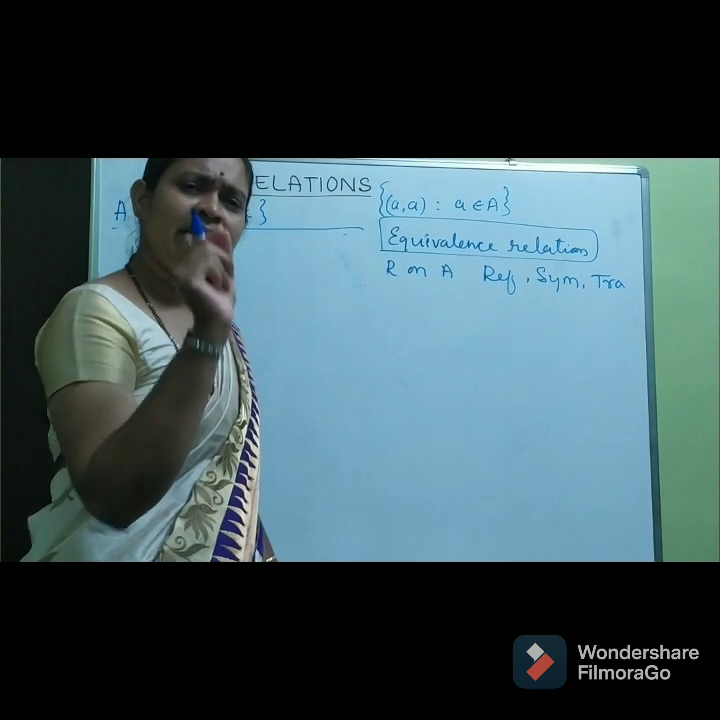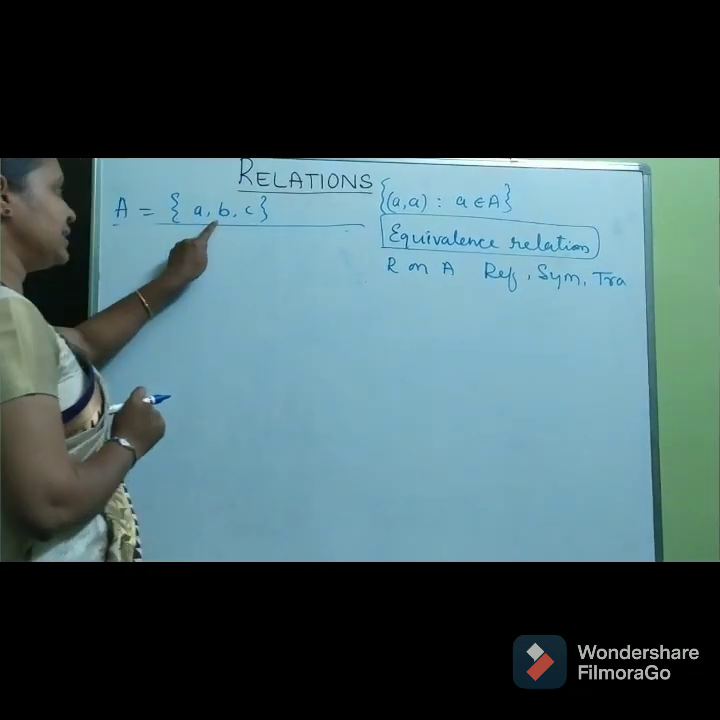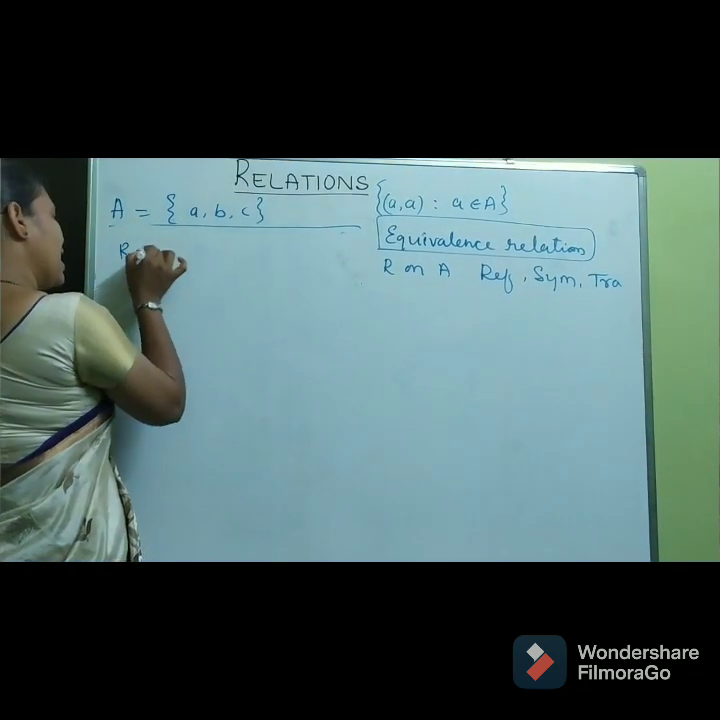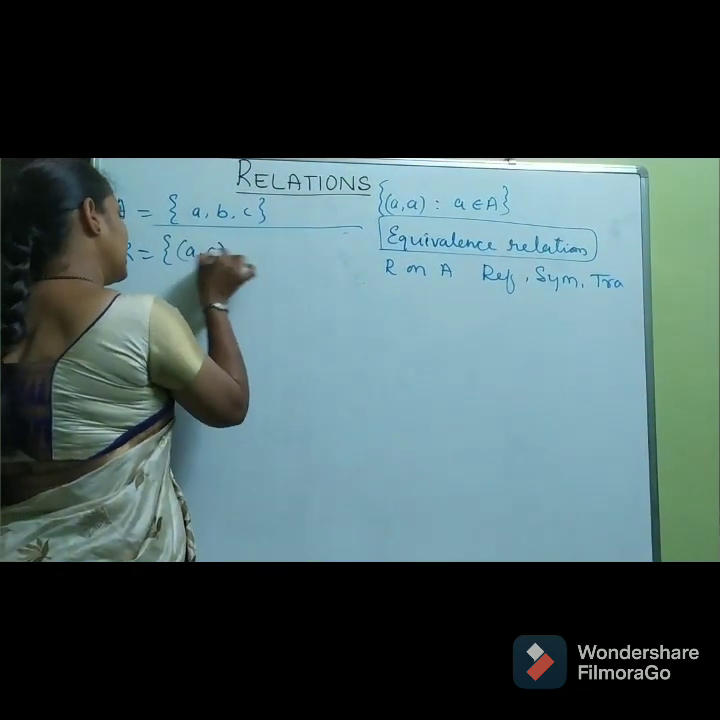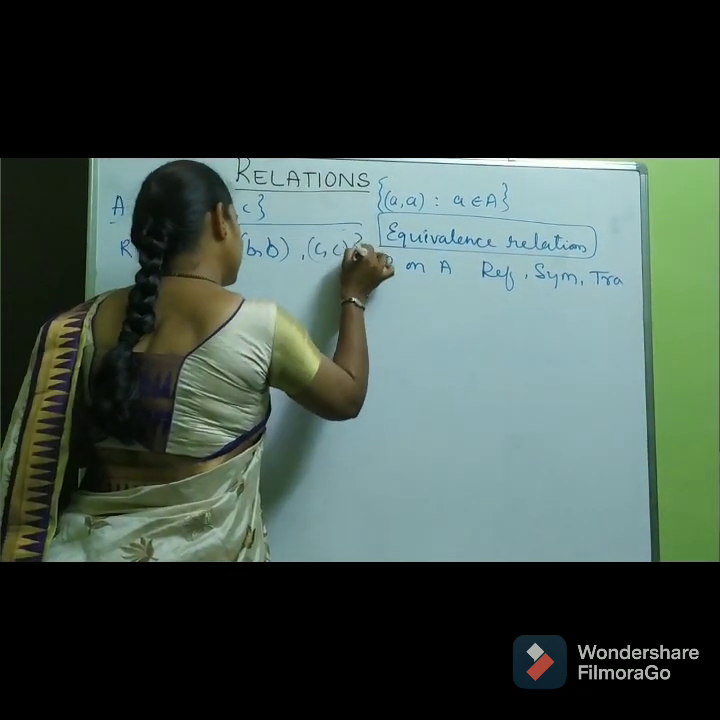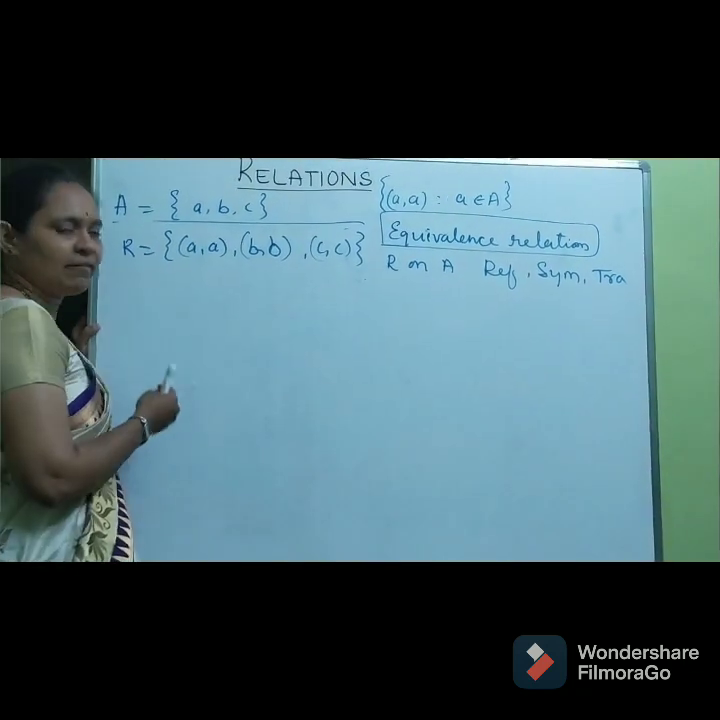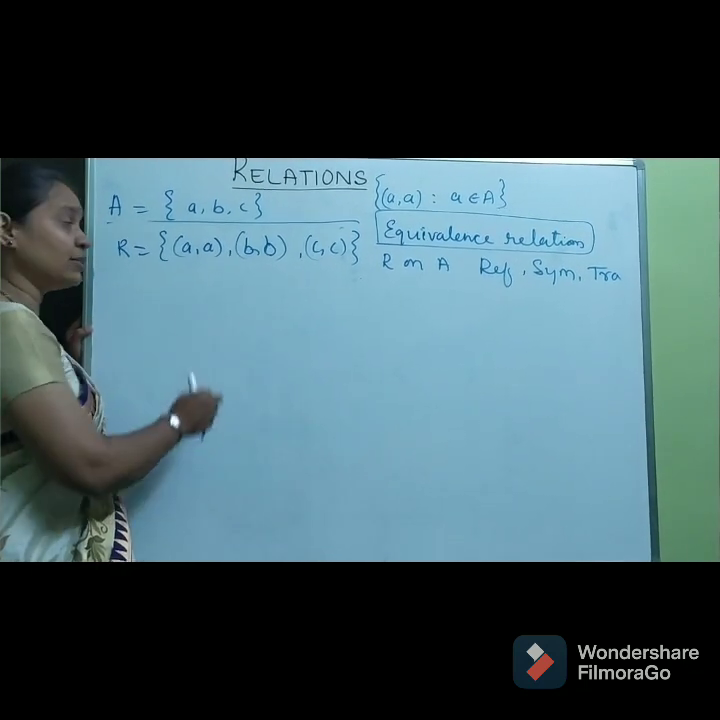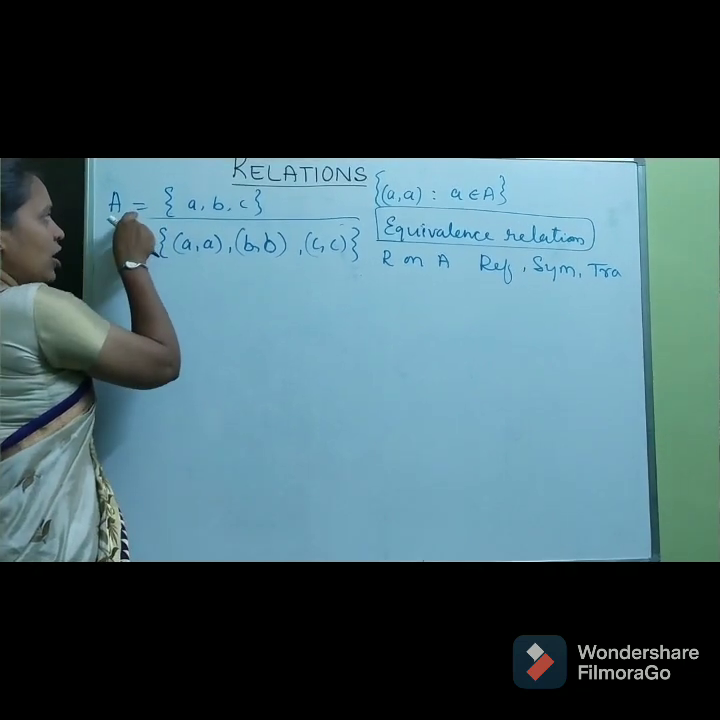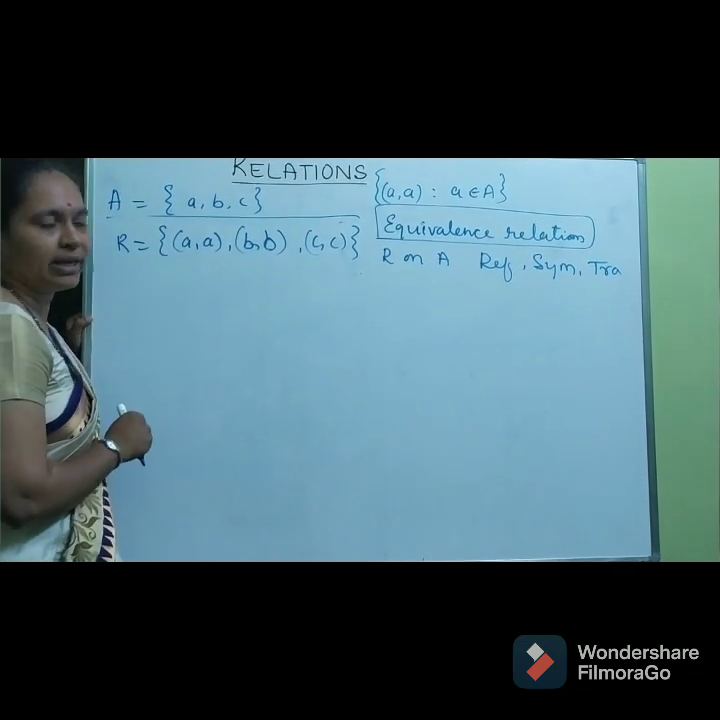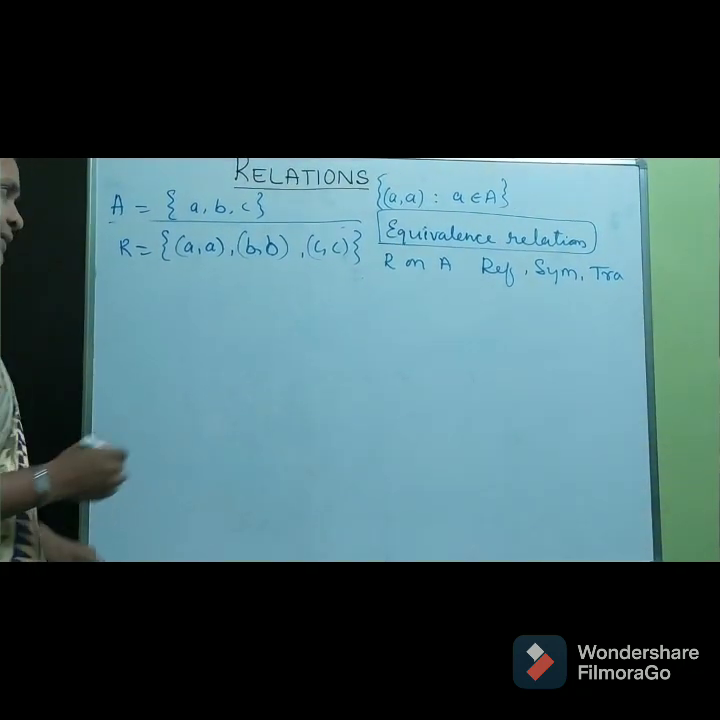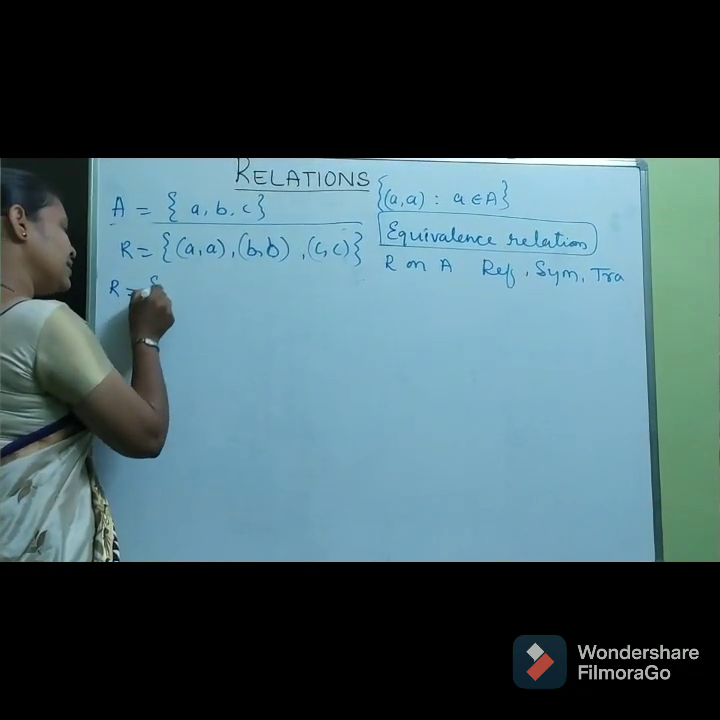The smallest equivalence relation on this set A equal to {a, b, c} is given as R equal to {(a, a), (b, b), (c, c)}. Just now I discussed why it is reflexive, why it is symmetric, why it is transitive. This is the smallest reflexive relation on A. A means this set I am talking about. On this set only, let me take a few more examples. Let me write another relation.